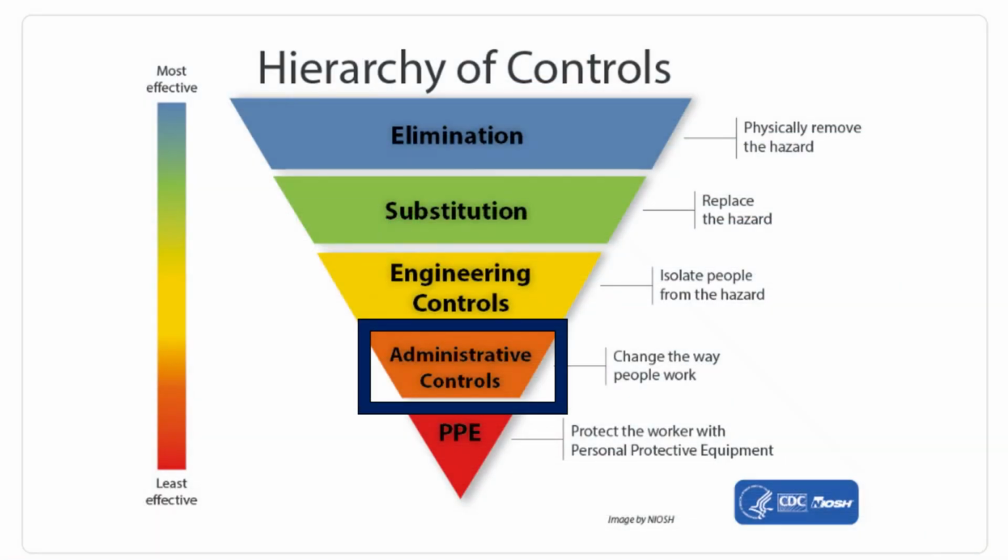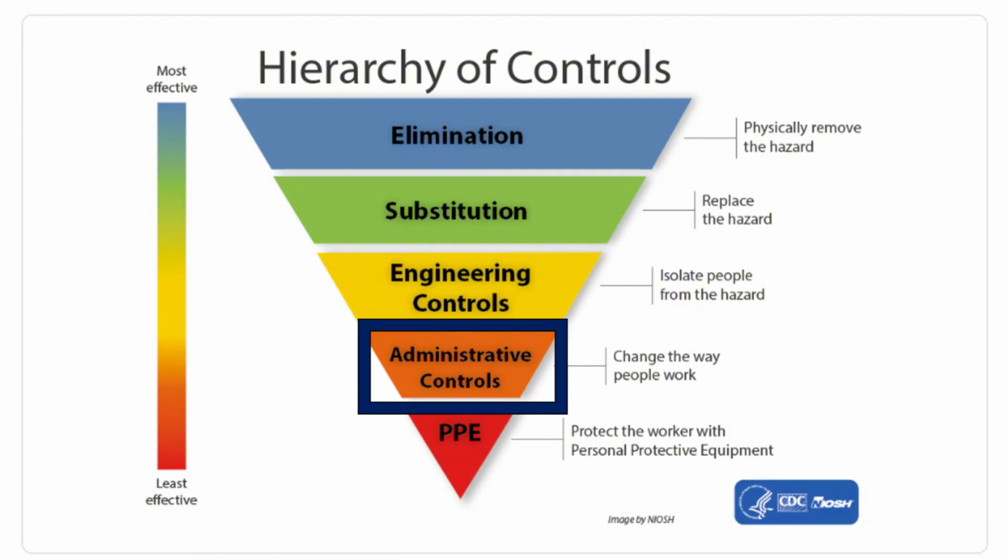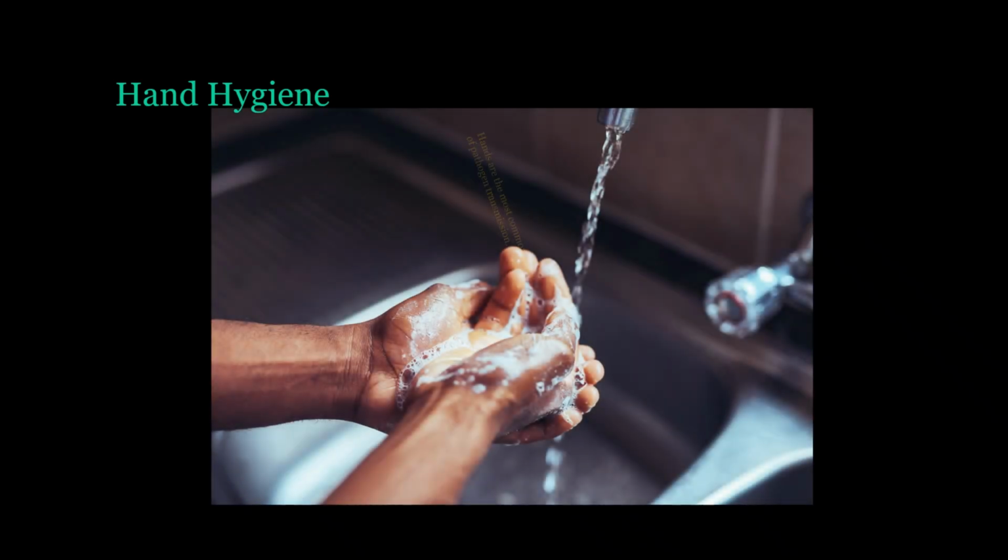So, we're going to continue in the administrative controls part of the hierarchy of controls. We did review administrative controls in the last two videos. These are changing the way people work, saying this is the order in which we want you to do things. So, we're going to talk about hand hygiene.